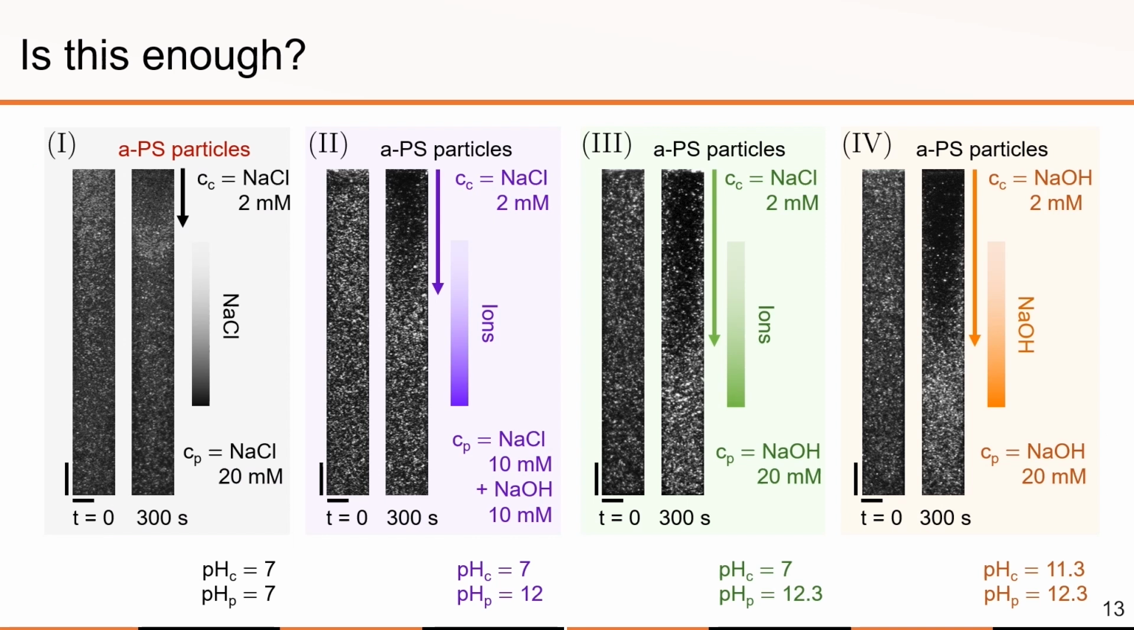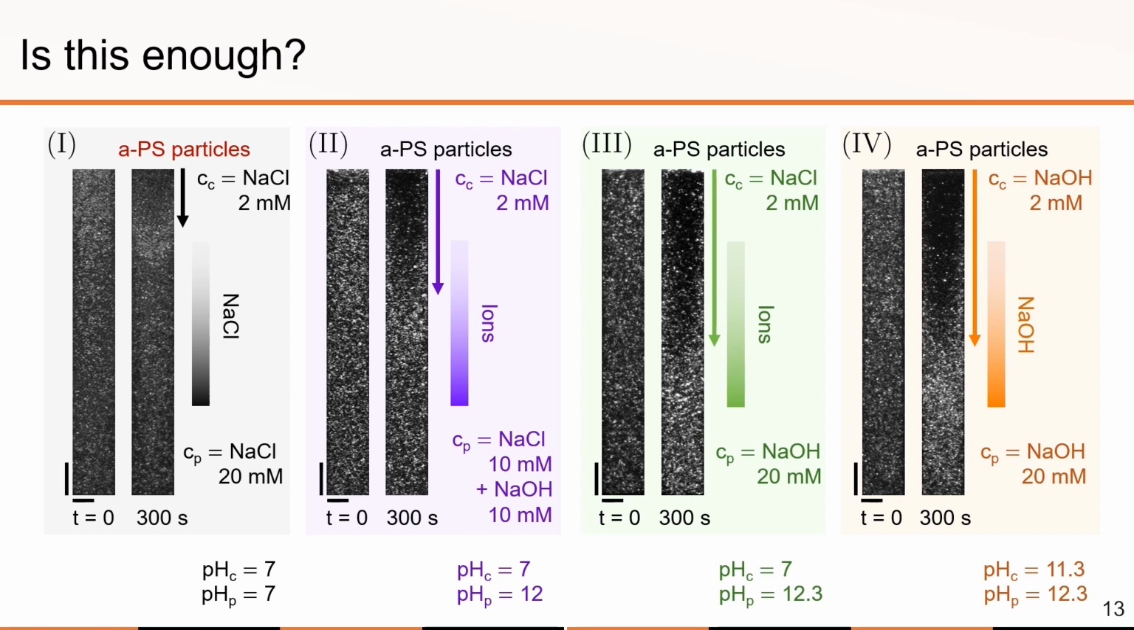To test different combinations of the influences of wall diffusiosmosis and APS diffusiophoresis, we designed another set of experiments testing various pH gradients created above pH 7. We chose the combinations of sodium chloride and sodium hydroxide and controlled the ionic strengths to be 2 millimolar in the main channel and initially 20 millimolar in the pore.